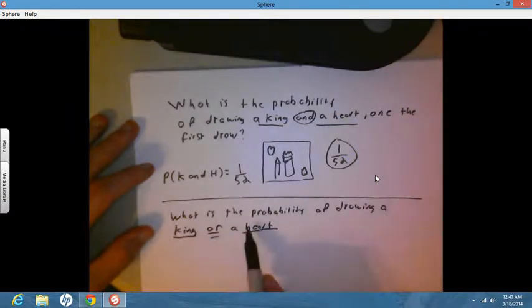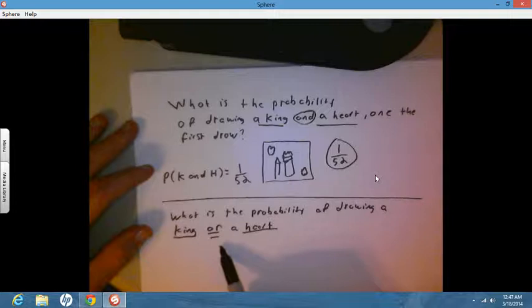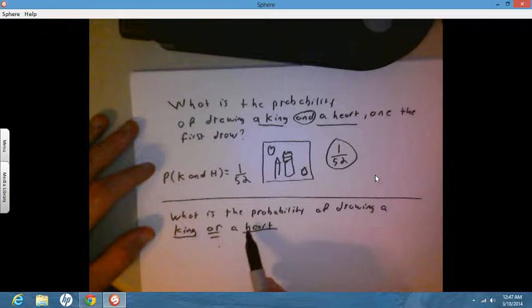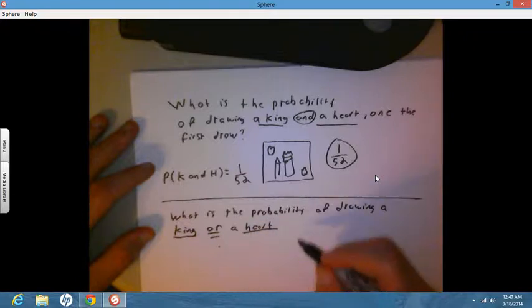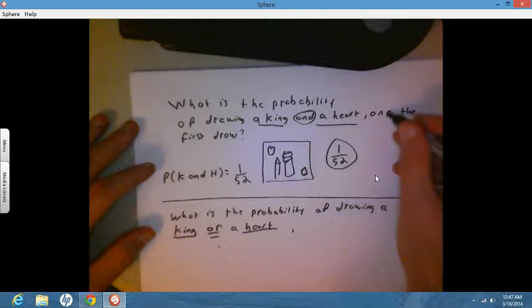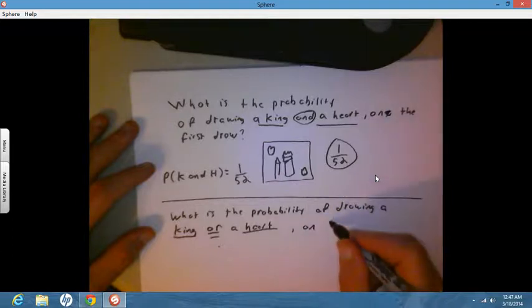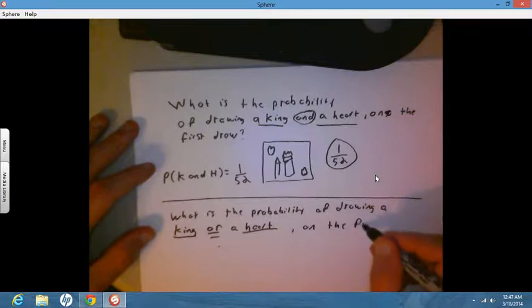How many ways can I satisfy at least one of these? Maybe both too, right? So or is just more general. Sometimes and or might be excluded from the sentence, and that's just because the English language is very flexible. So you might say, could I rewrite this sentence with an or and? That's just an ambiguity in English sometimes. So what is the probability of drawing a king or a heart on the first draw?